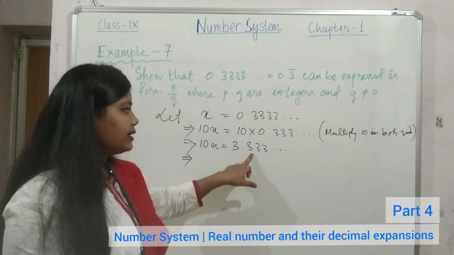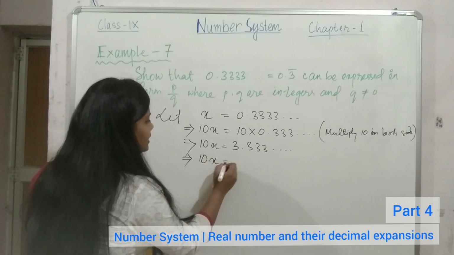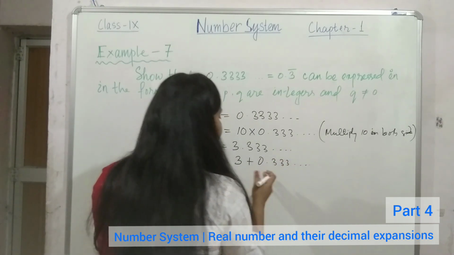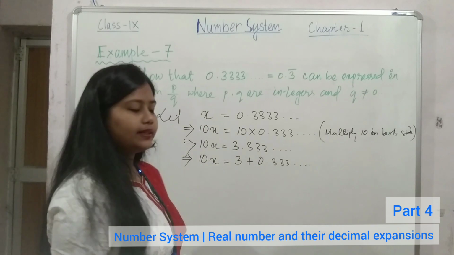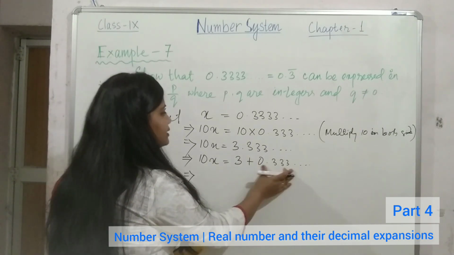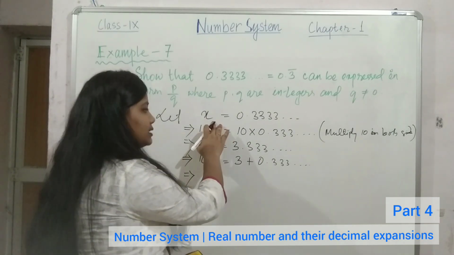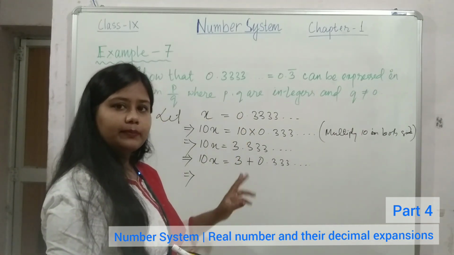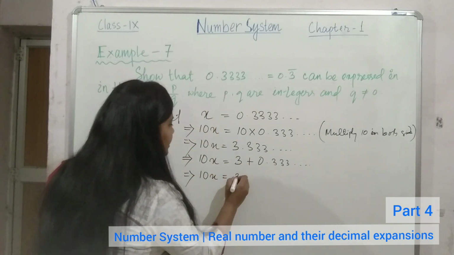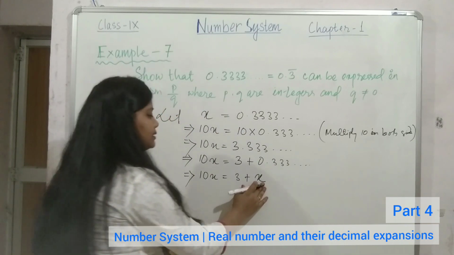Then let us break it into two numbers, an addition of two numbers. Then it becomes 3 plus 0.333... Again there is no change in value on the right hand side. We can do this. Now see, this decimal number is the value of x as we have taken in the first step. So we can replace this number by x. In the next step, I am replacing that decimal number with x. So it becomes 3 plus x.